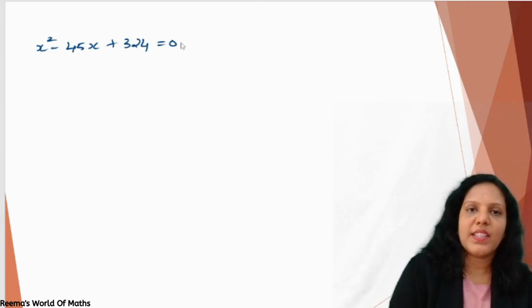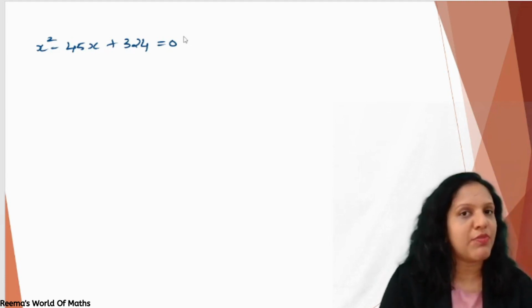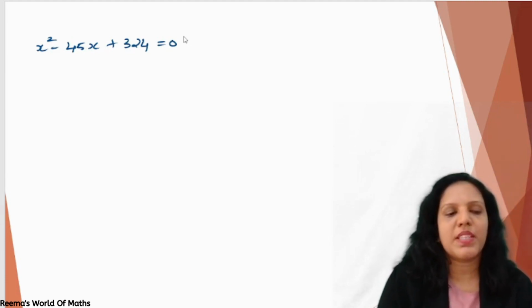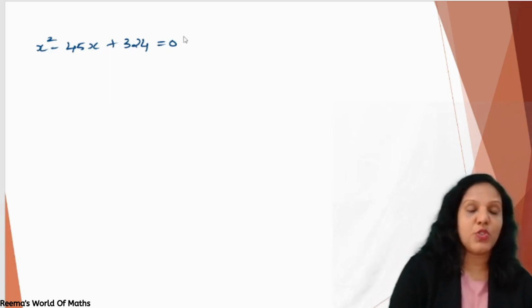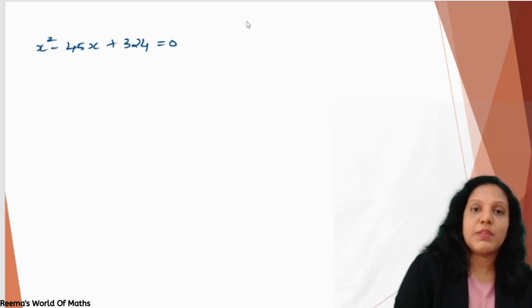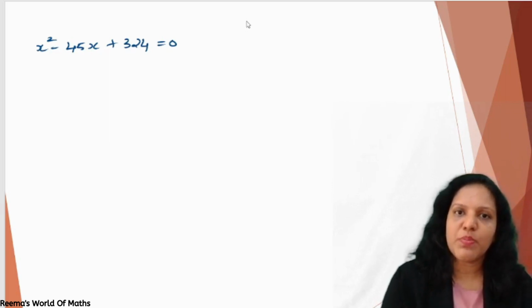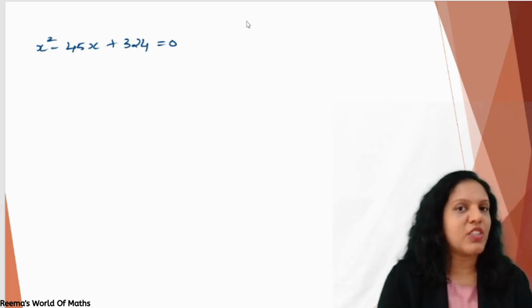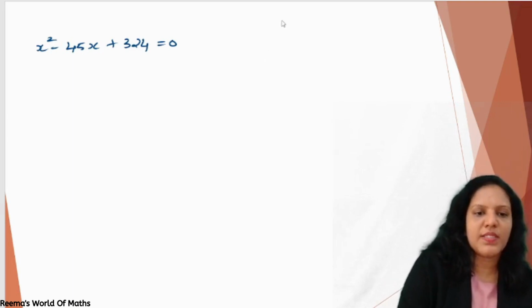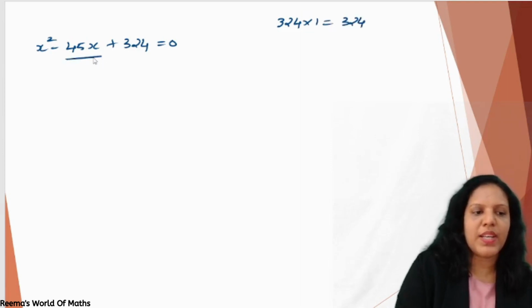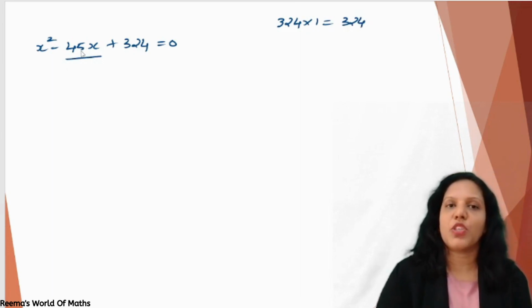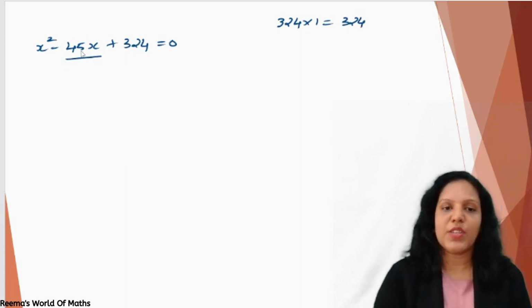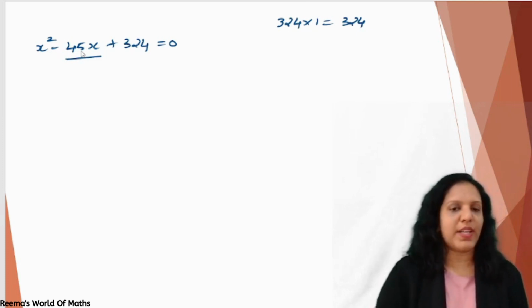So now we need to split the middle term. We are using the factorization method. We need to split the middle term to find the roots of the equation. The product of the split terms should be equal to the product of the constant and the coefficient of X squared. Here the constant is 324 and the coefficient of X squared is 1, so that equals 324. So we need to split minus 45X in a way that the product of the split terms equals that.